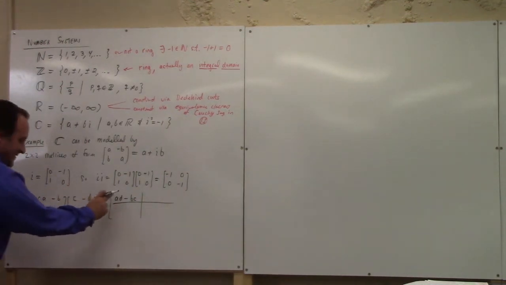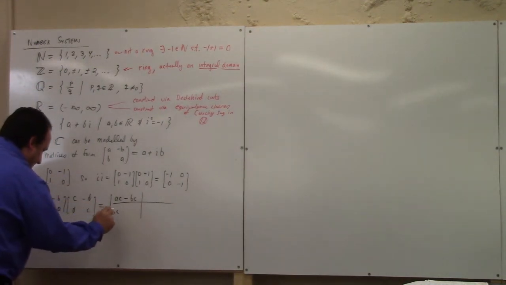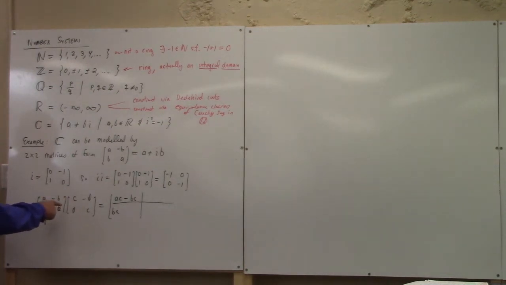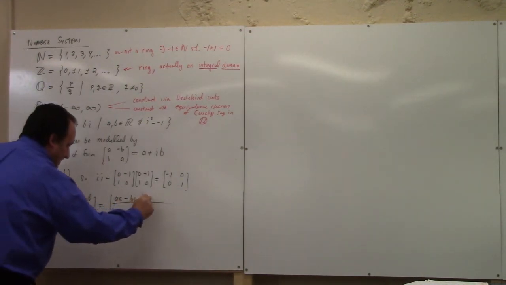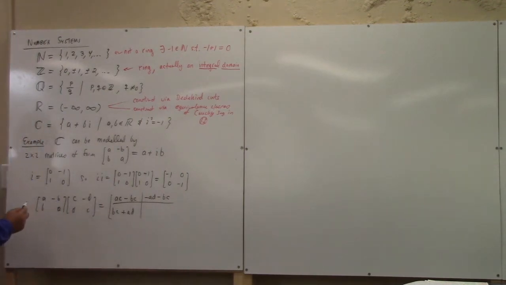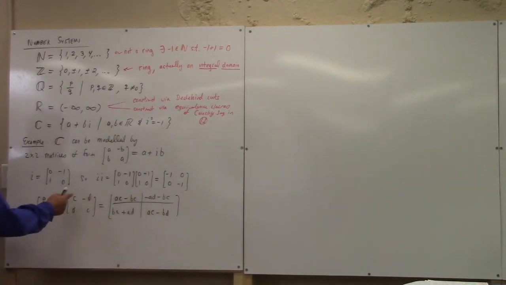I can't do math. AC minus BD, and then let's see, what do I get down here? BC plus AD, minus AD minus BC, I hope. And then minus, and then AC minus BD. I think that I got a typo right there. That's not C, D. Thank you.